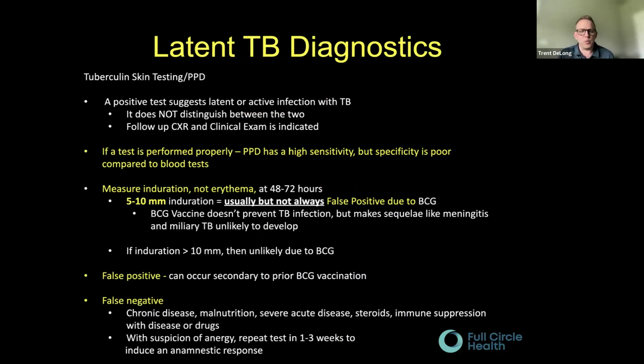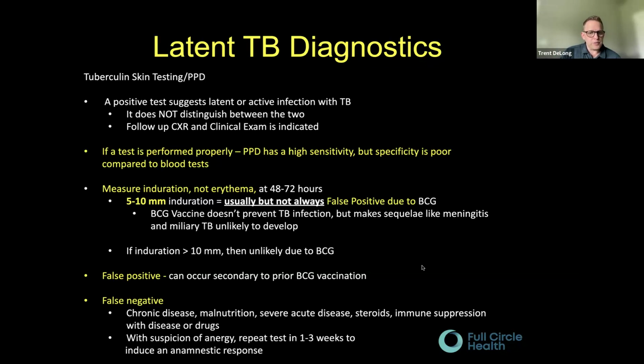Now, the bulk of what we see in the primary care setting most often is latent TB. Tuberculosis skin testing, PPD: how do we diagnose tuberculosis in the outpatient or latent TB setting? Often we use tuberculin skin testing, TST, PPD, all names that we've seen. A positive test suggests latent or active infection with TB, but it does not distinguish between the two. Follow-up chest X-ray and clinical exam are indicated if you test positive with a tuberculin skin test.